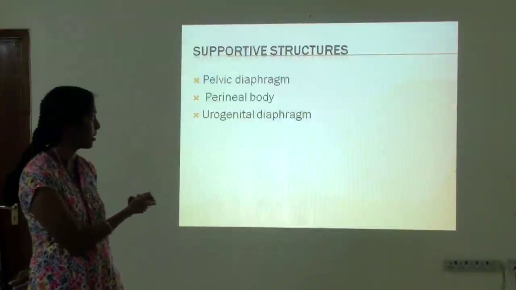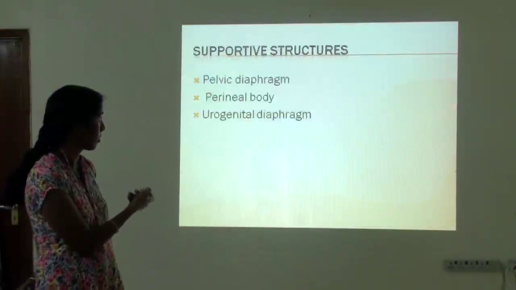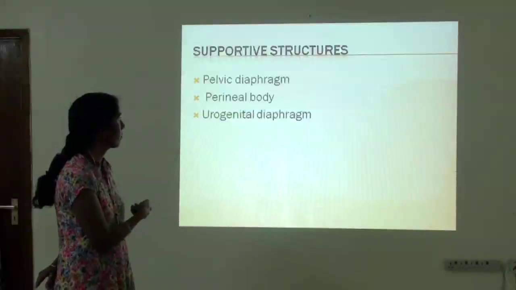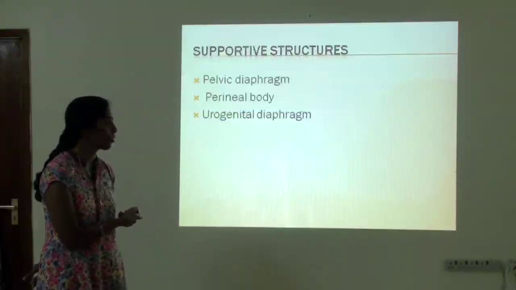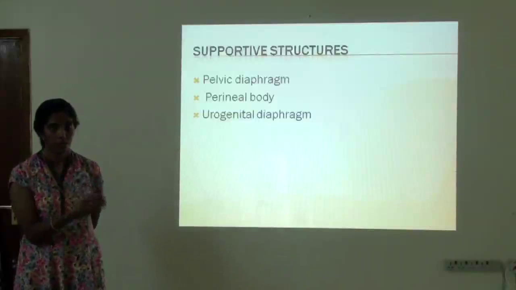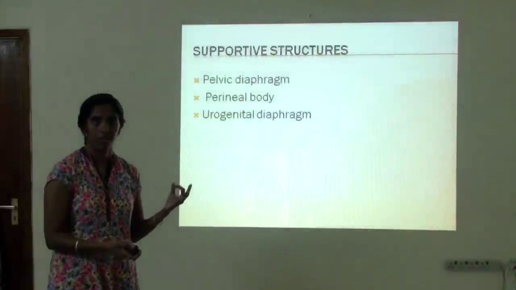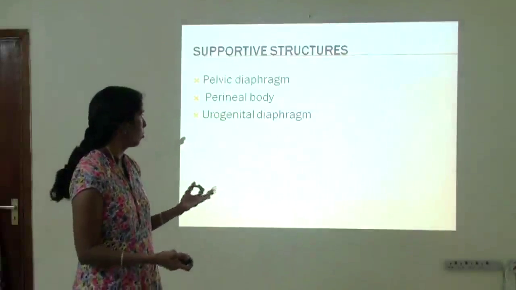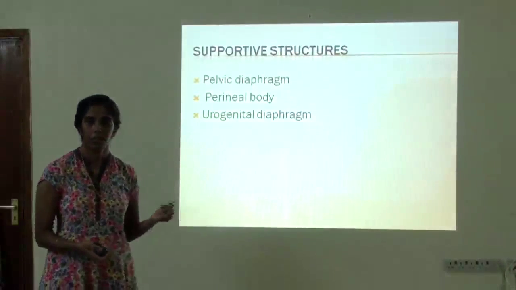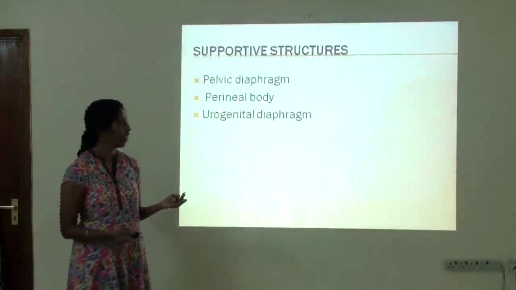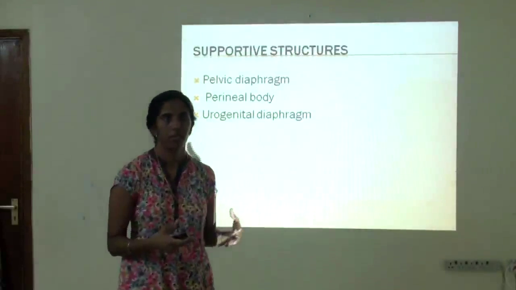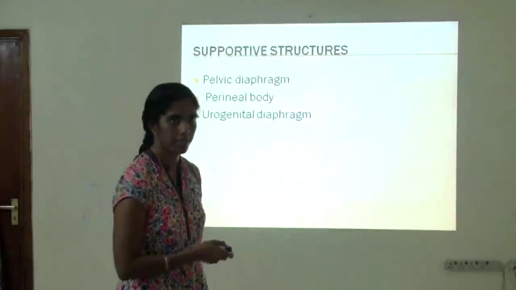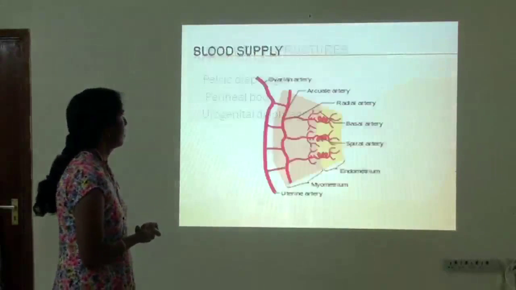There are yet other supportive structures, that is, you have the pelvic diaphragm, the perineal body, and the urogenital diaphragm. So altogether there are 3 ligaments and also the pelvic diaphragm, the perineal body, and the urogenital diaphragm, all of which together help the uterus to stay in its place.